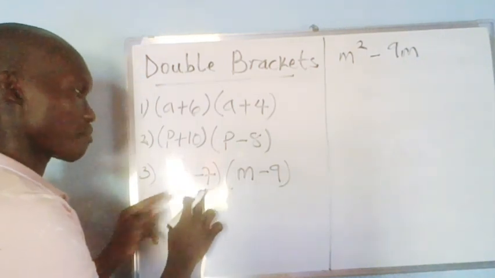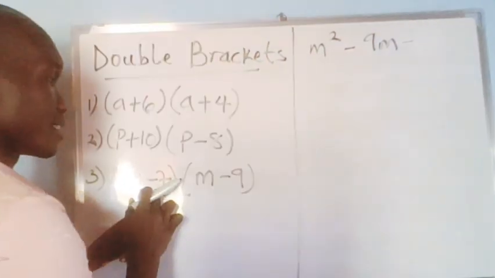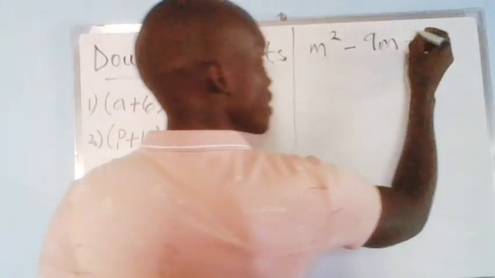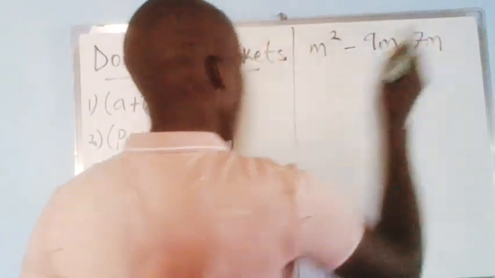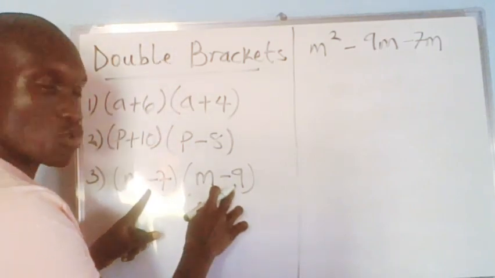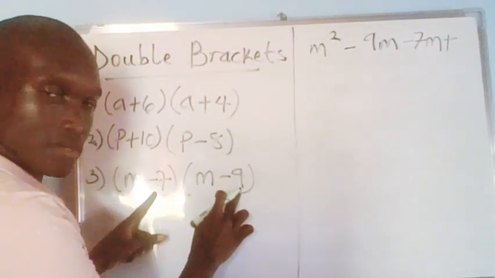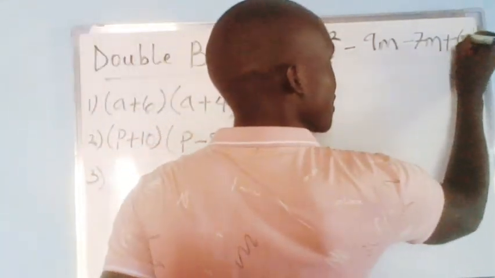Now we go to the second number. Negative times a positive will give us negative. 7 times m will be 7m. Then we come to the second one. Negative times a negative will give us a positive. 7 times 9 will be 63.